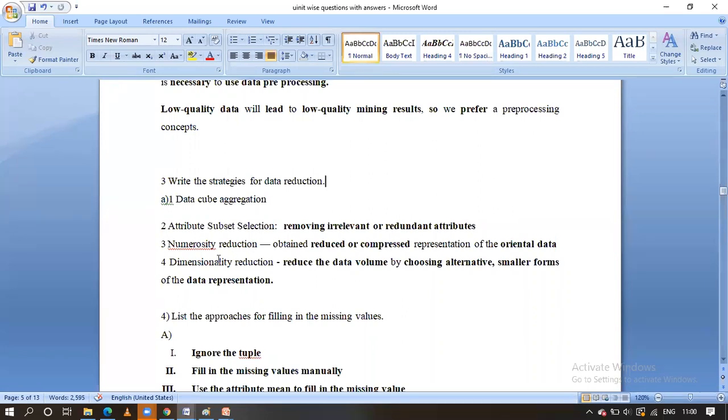And the next one is dimensionality reduction. Here I am going to reduce the overall volume. Here I am going to use the smaller form of representation in place of a bigger form of representation in the dimensional reduction. All these five are data reduction techniques: data cube aggregation, attribute subset selection, where we select only the relevant attributes needed for the data mining and remove redundant attributes, and the numerosity reduction and dimensional reduction. These are the different strategies in the data reduction.